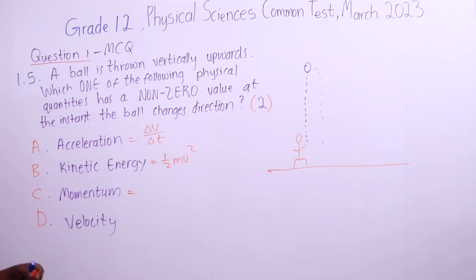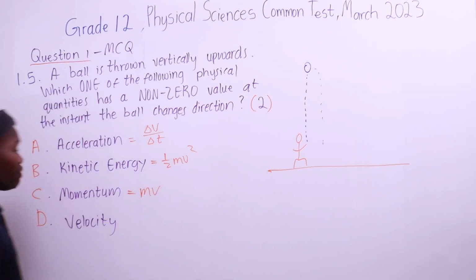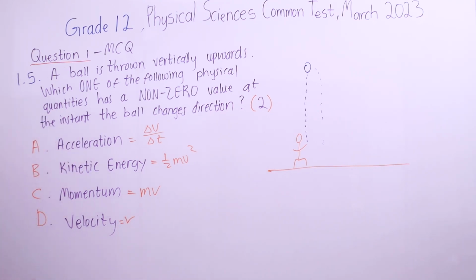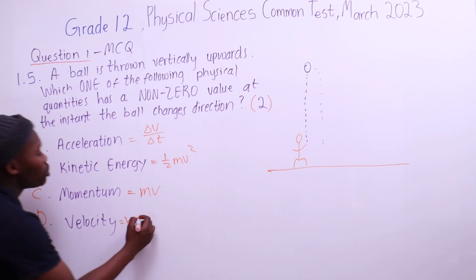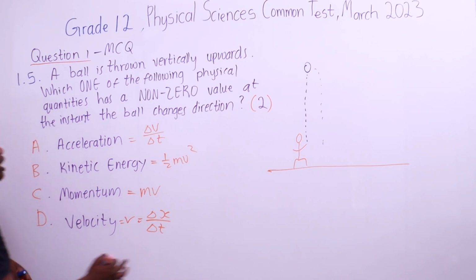Momentum is the product of an object's mass and velocity, which means mass times velocity. Velocity is the rate of change of its displacement.